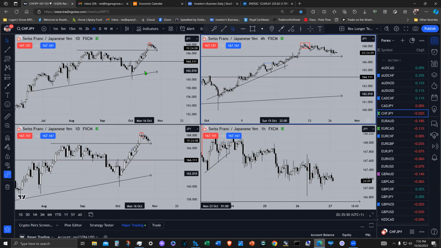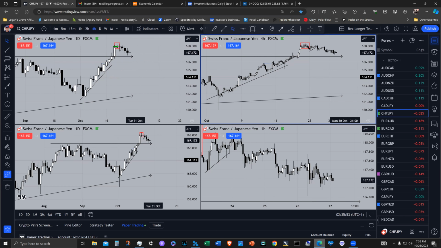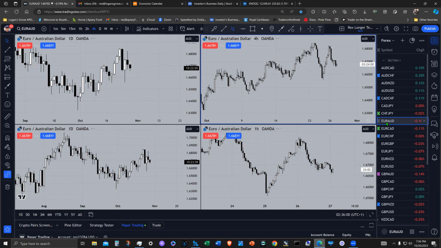Swiss yen. It's not a major enough movement either way to want me to get into that one in this style of trading.